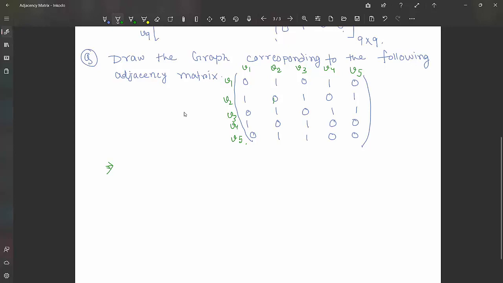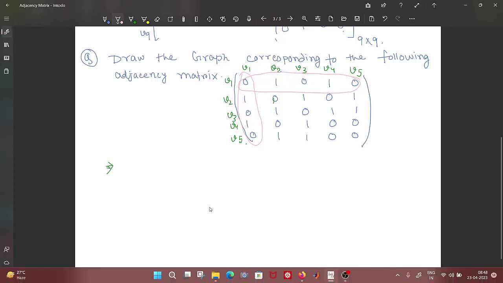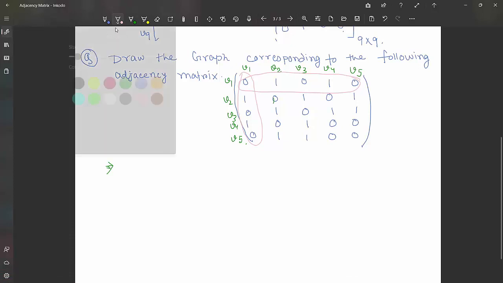So first we take the V1 row and the V1 column. If you take these two, then you will see that V1 is adjacent to V2 and V1 is adjacent to V4. Here also the same thing: V1 is adjacent to V2 and V1 is adjacent to V4. So I am taking V1 here. Suppose this is the vertex V1, and you can see that V1 is adjacent to the vertex V2 and also to the vertex V4. So we have taken that these two are adjacent vertices.